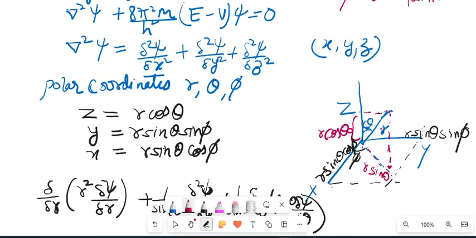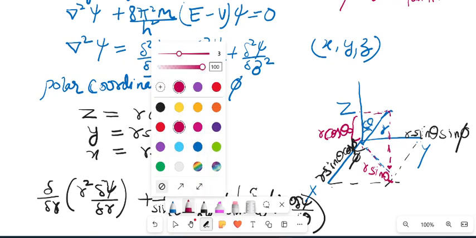Now how do we find the relation between the polar coordinates and the x-axis and y-axis also? Let us draw a perpendicular from this point on the xy plane. So this is our xy plane, and we are drawing a perpendicular from this point on this plane. As you know, the z-axis is perpendicular to the xy plane. You can see here that this distance comes out to be r sine theta.